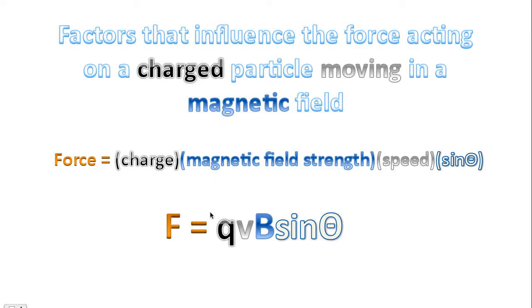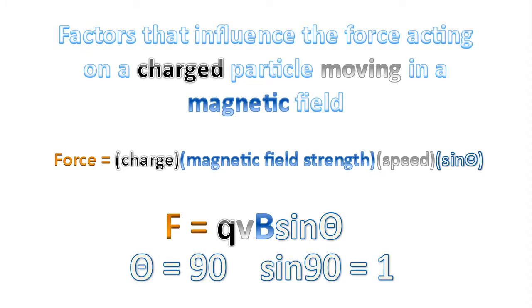We didn't explore those two factors, but here's our equation. Force equals Q, which is a symbol for charge, V, which is a symbol for speed of the particle, B, which is a symbol for magnetic field strength, measured in Tesla, and finally the sine of the angle. Now, for everything we did today, the angle was always 90 degrees. So the sine of 90 is 1.